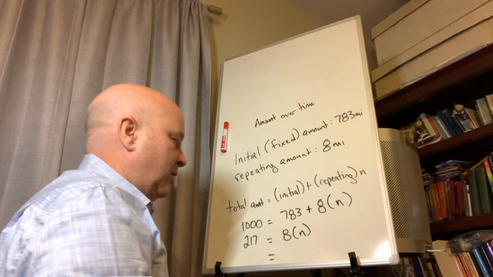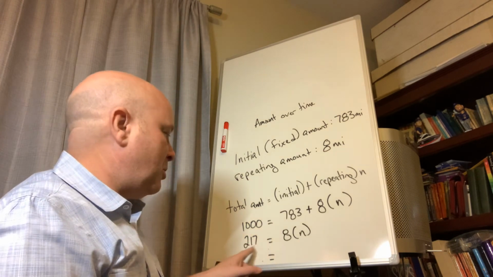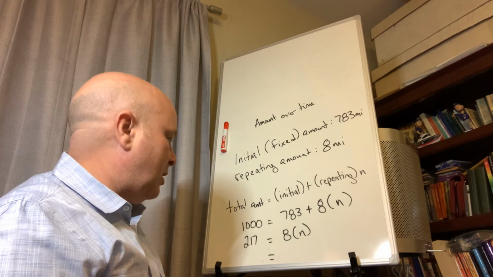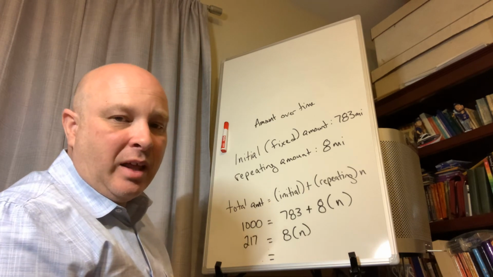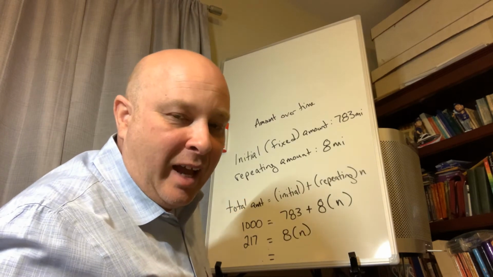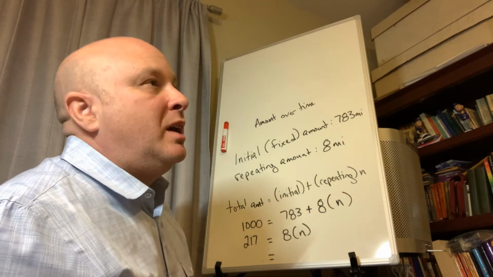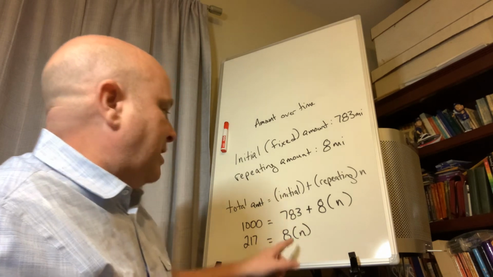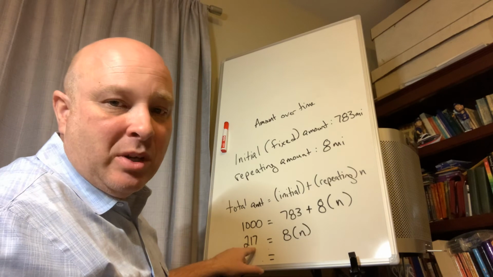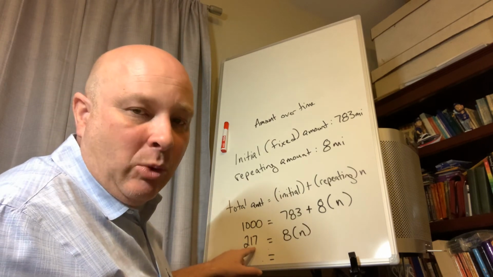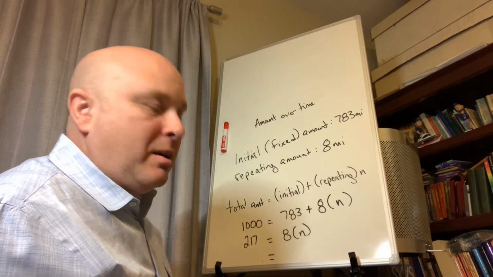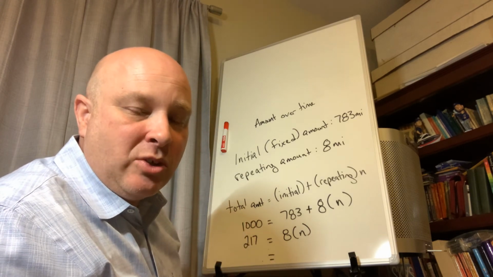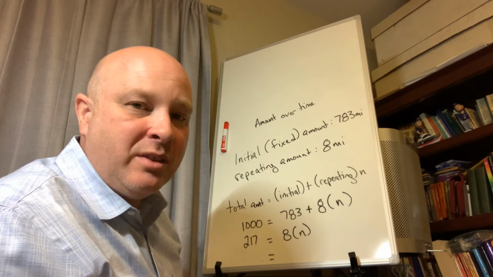Okay, now I'm going to solve for N. I've got 217 equals 8 times N. I'm going to divide both sides by 8. Now, here's the deal. If I want to know what year it's in, I can't give a fractional year. For example, if I divide both sides by 8, this number is not going to give me a number that's equally divisible by 8. In other words, I need to know a whole number, so I'm going to have to round to the next whole number.